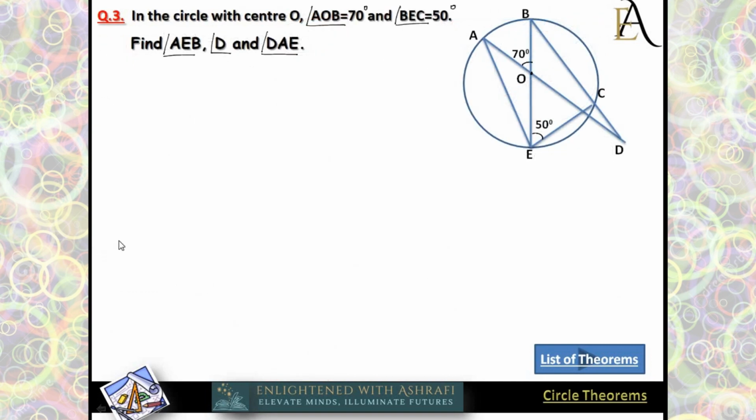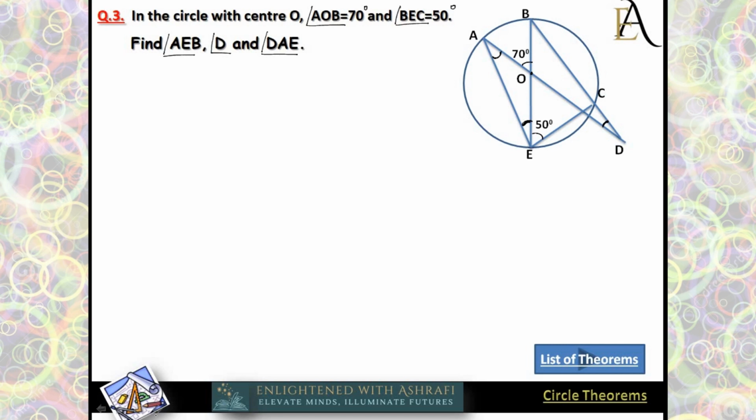Question number 3. In the circle with center O, angle AOB is 70 degrees, angle BEC is 50 degrees. Find angle AEB. So this angle is what we have to find out. Then angle D and angle DAE. That means we have to find out this angle.